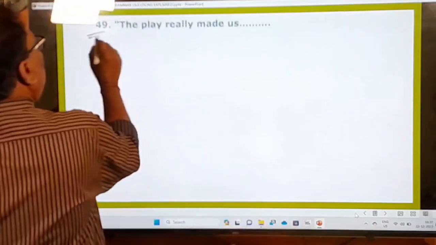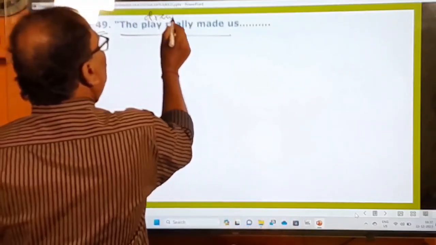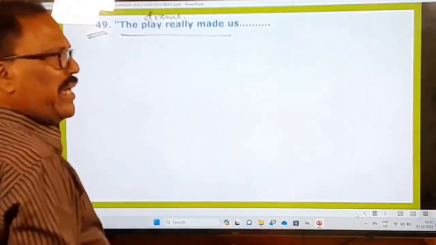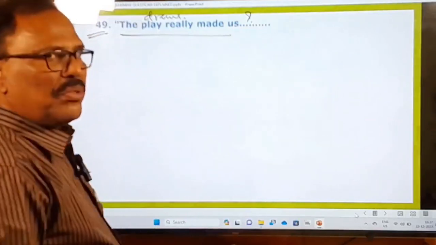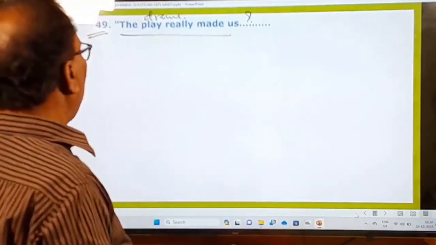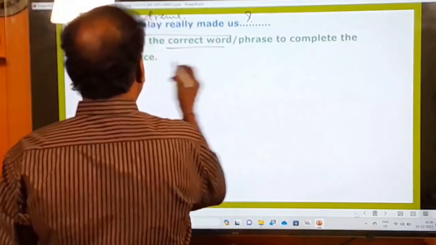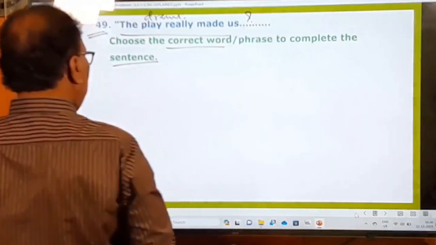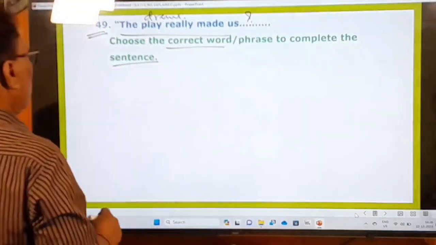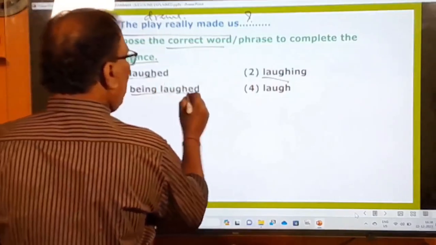And the 49th one: The play really made us dash. The play means the drama. Okay, the drama really made us dash. Here a blank is given, and let us see what to use in that blank and what the examiner is asking you to do. Choose the correct word or phrase to complete the sentence. So here we have to use the correct phrase or word that is given here under. What are the options given here? Laughed, laughing, being laughed, laugh.